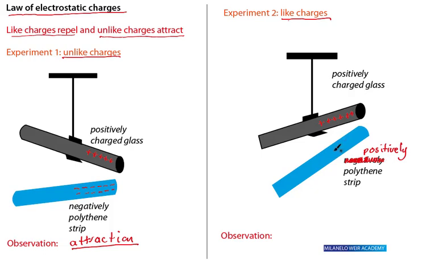So these are like charges. This glass, the rod, is moving upwards. So it shows that they repel. The observation is that there is repulsion. So that is why we say like charges repel, unlike charges attract. So that's the law of electrostatic charges.